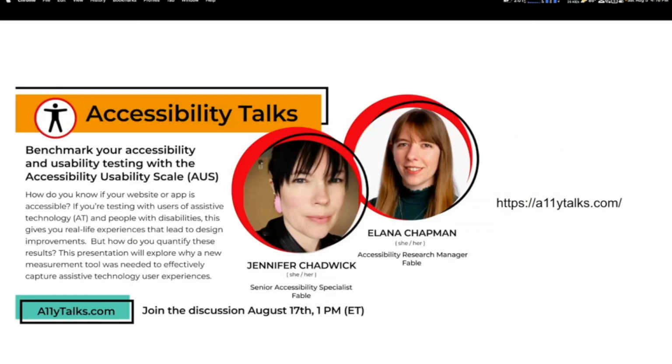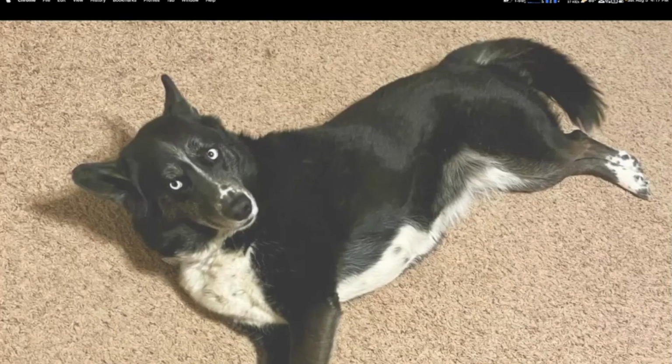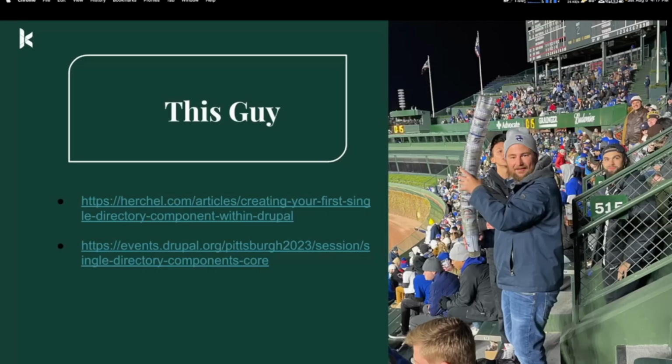Also, I'm part of a thing called Alley Talks, where once a month we talk online about accessibility. In August coming up, we have "Benchmark Your Accessibility with Usability Tests and the Accessibility Usability Scale." That's a mouthful. It's going to be a panel talk, and that's going to be happening on the 17th as well. So while you're at Decouple Days, you can also watch that. Or just watch that, your choice. This is an obligatory picture of my dog, Drew. So there she is.